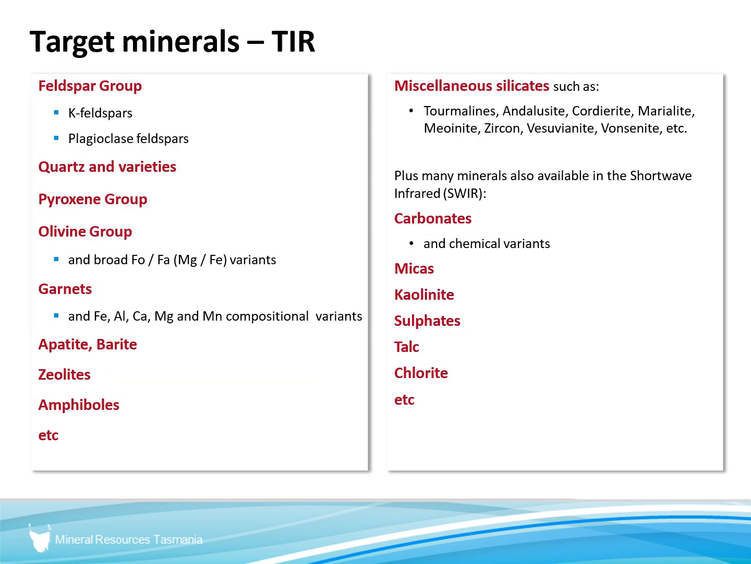In the thermal infrared, we add a whole heap more, pretty much everything else. We see all the feldspars, quartz, pyroxenes, olivines, garnets, apatite, barite, and everything else that we saw in the shortwave infrared repeated, as well as some zircon, vesuvianite, all sorts of interesting things. So the thermal infrared offers a lot more. Of course, it means that the unmixing task is more complicated.